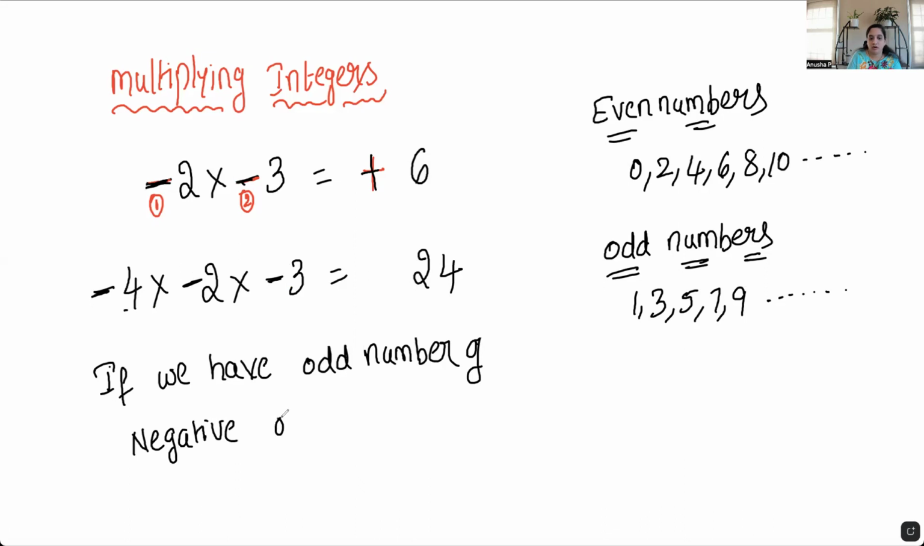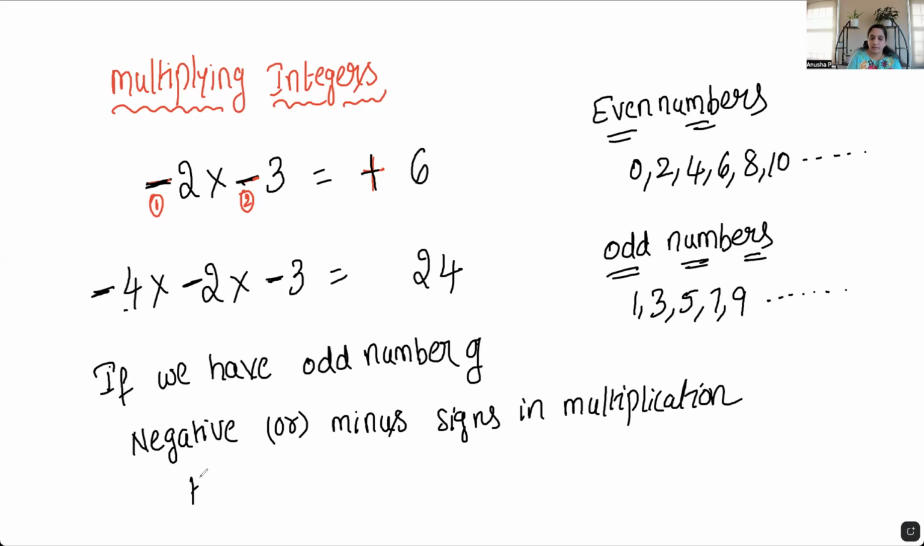negative or minus signs in multiplication, the answer will be negative. Okay, if we have an odd number of negative or minus signs in multiplying integers, then the answer will be negative. So here we have an odd number of negative signs, so the answer will be negative.